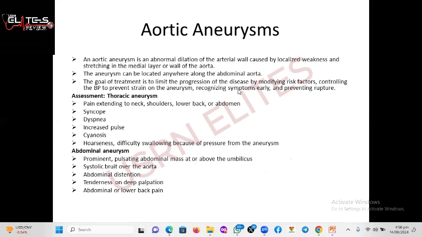So let's focus on the two types I did mention, the thoracic aneurysm and the abdominal aneurysm. When the aneurysm located around the chest area or the thorax is affected, you have chest pain. So you have the pain extending to the neck area, the shoulder, and that of the abdomen.